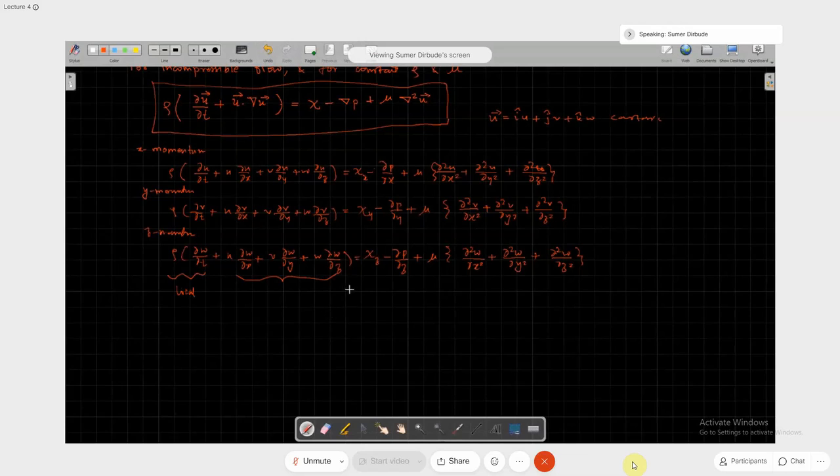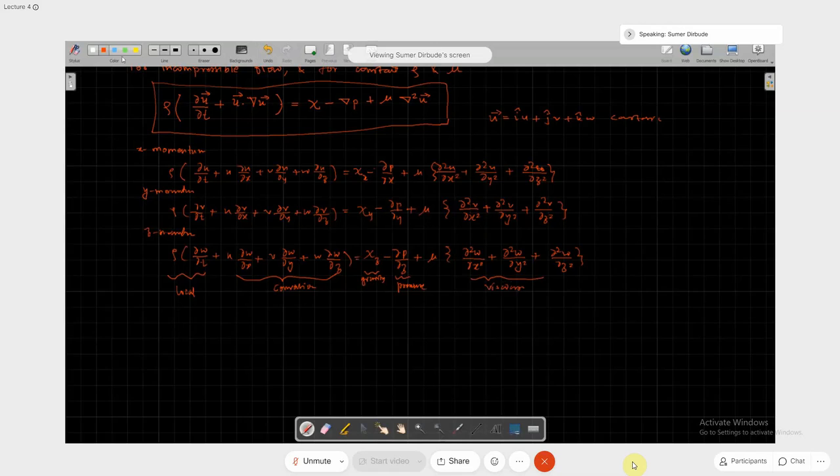And this is a convection term. This is your gravity. This is your pressure, and this is your viscous term.